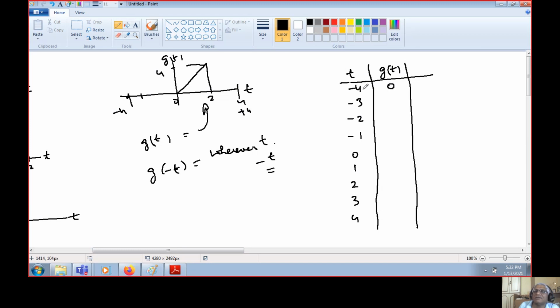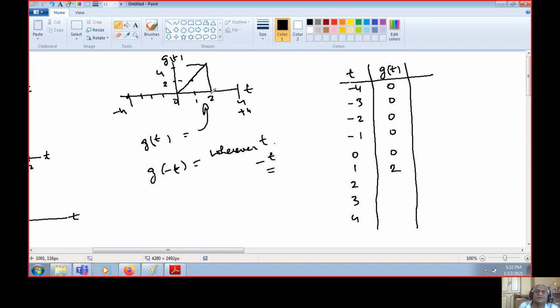Like that, you can see at -3 also it is equal to 0. At -2 also it is 0, -1 also 0, and 0 also 0. And what is it at 1? At 1, what is the value? At 1, it is equal to 2. So here you put 2.